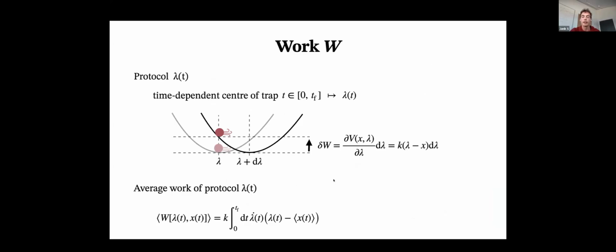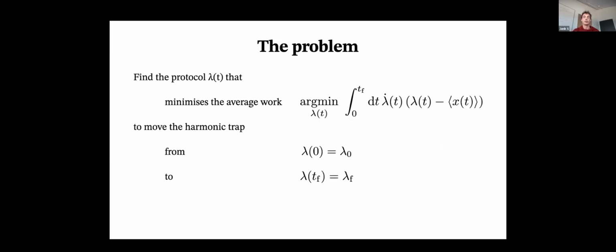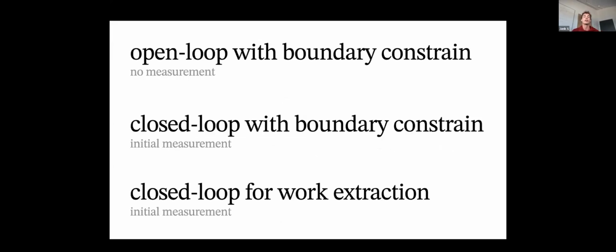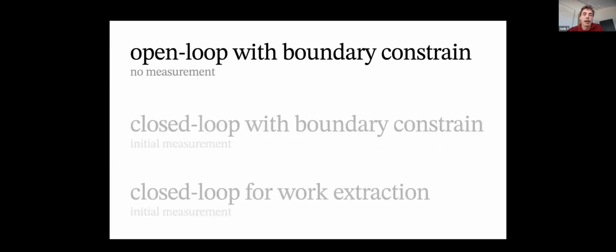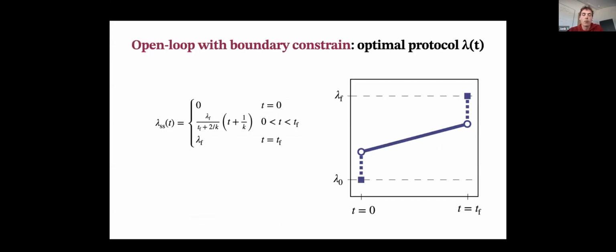And this is the quantity that we want to minimize, which leads us to the formal statement of the problem. We want to find a protocol that minimizes the average work given the following boundary conditions. In this talk, I want to present you three different protocols with varying layers of complexity. I'll start with the first case, which we title the open loop case, which is the one I just set up. So what is the optimal protocol in this case?